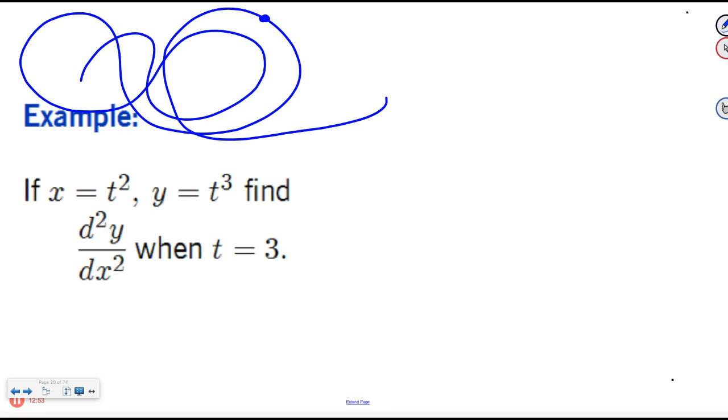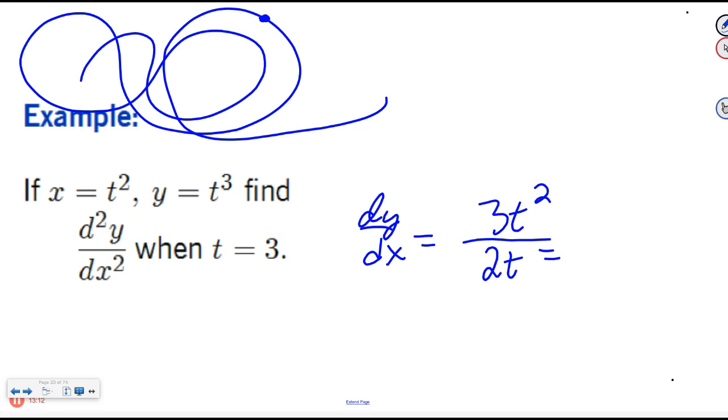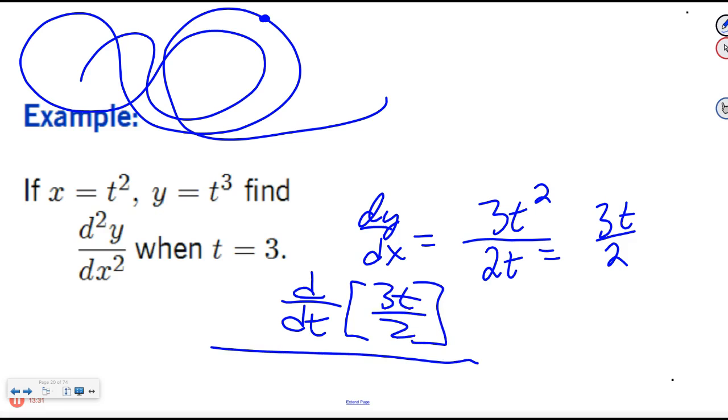You're going to go with your gut. You're going to take the first derivative, right? My first derivative, we already did it: dy/dx equals 3t squared over 2t, which is actually 3t over 2. This is where you change. You would think you'd just take the derivative again and have it be 3/2. Close. You take the derivative of that first derivative as you would think you would do, but then what did I say you have to divide it by?